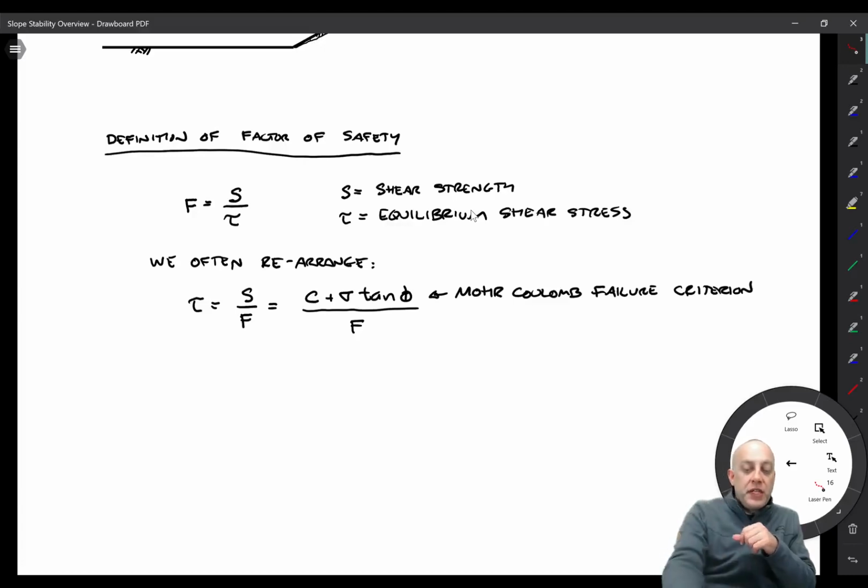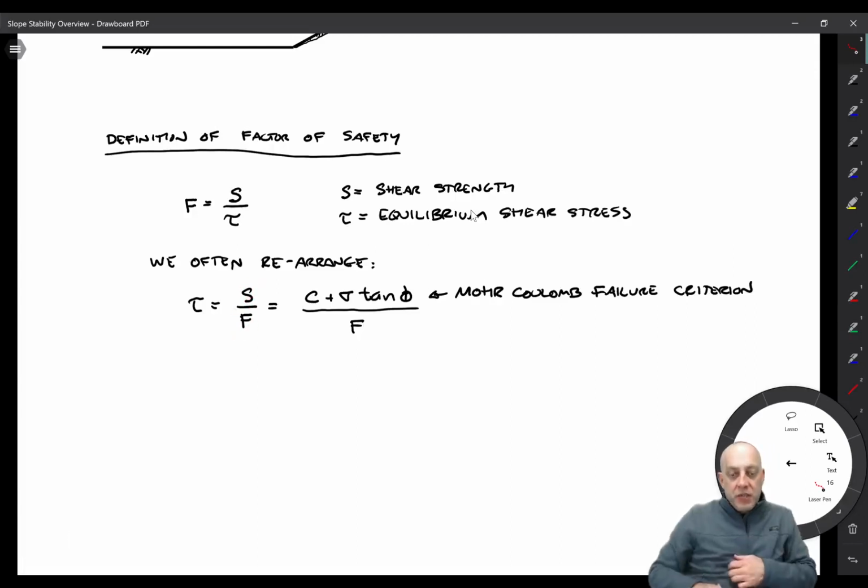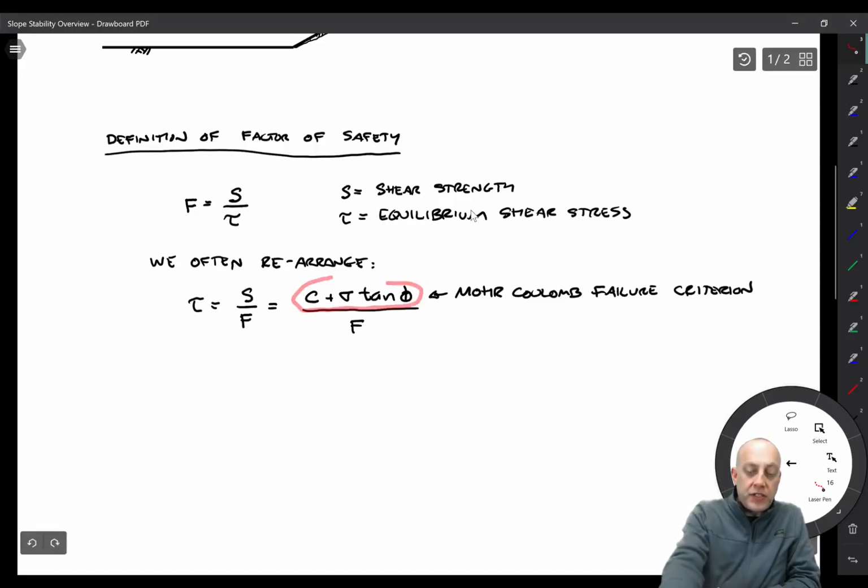We often rearrange this. So this expression right here is the factor of safety. A lot of the time we rearrange it and put the equilibrium shear stress equal to shear strength divided by factor of safety. And you'll see why we do that when we get to methods of slices. And then if you plug in the Mohr-Coulomb failure criterion up here, you get this equation. Tau is equal to c plus sigma tangent of phi, divided by the factor of safety.